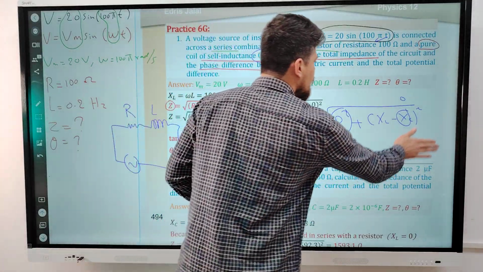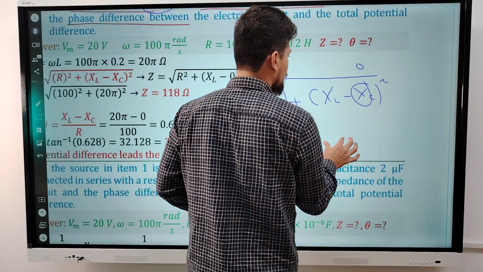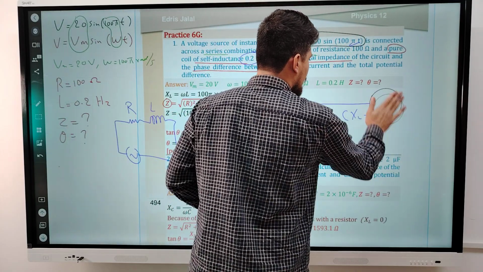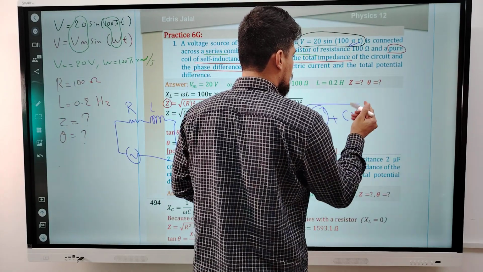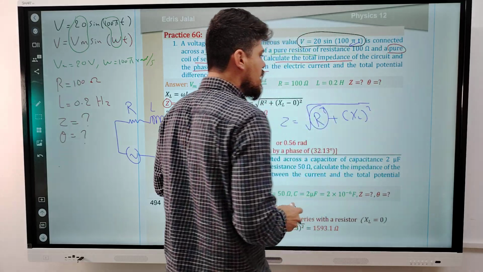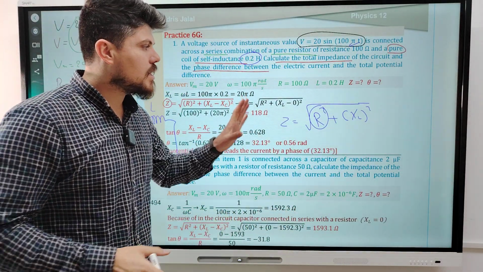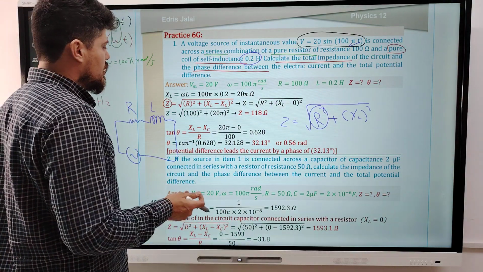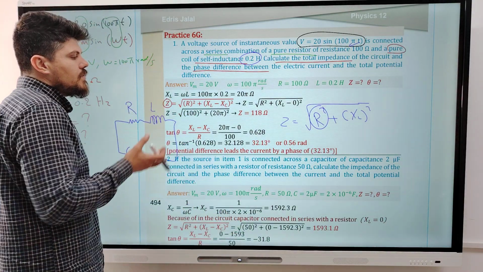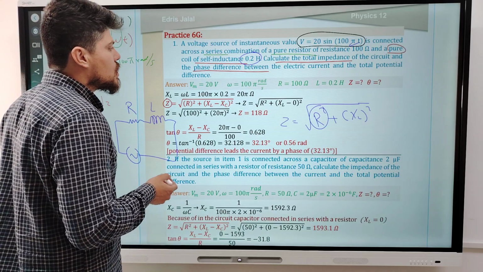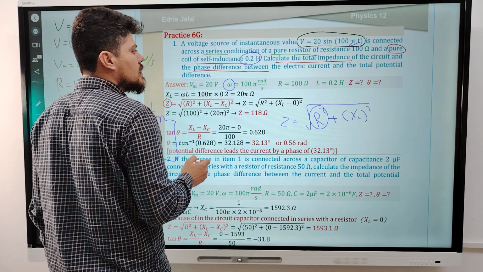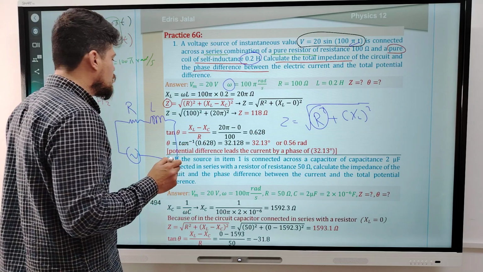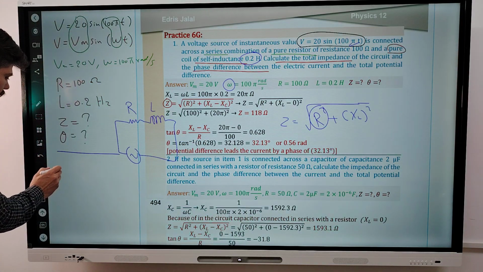Or also you can write down only that. Only you can write down XL squared. Why? Because in this circuit, we don't have capacitance. Okay? And also, the XL was not given in this question, but because omega is given, it is easy to find XL.